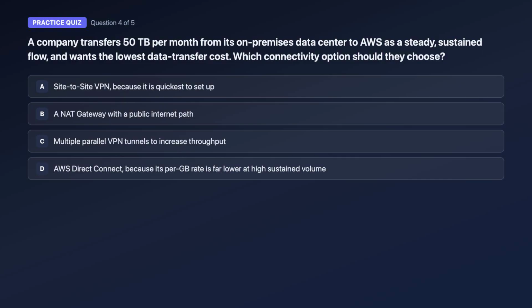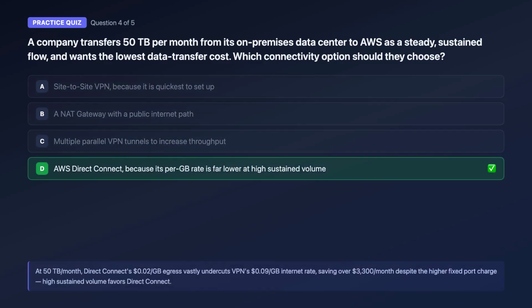B, a NAT gateway with a public internet path? C, multiple parallel VPN tunnels to increase throughput? Or D, Amazon Web Services Direct Connect, because its per gigabyte rate is far lower at high sustained volume? Got your pick? Let's see.